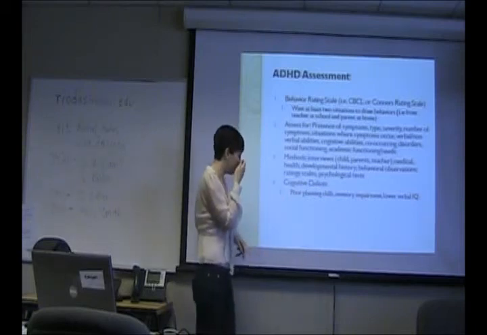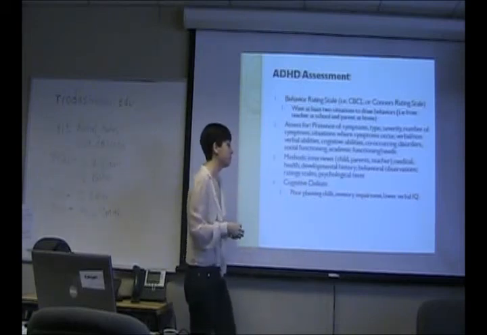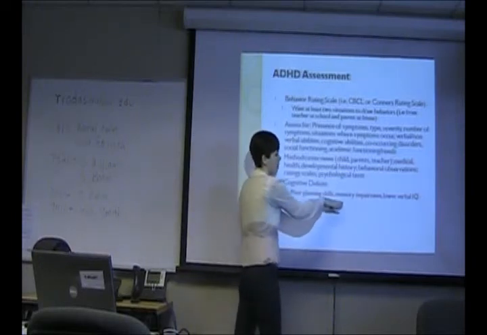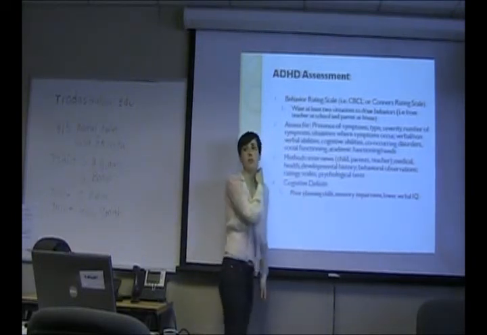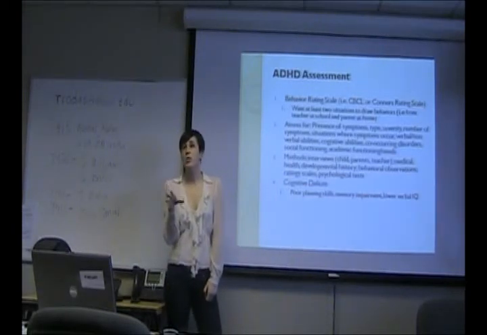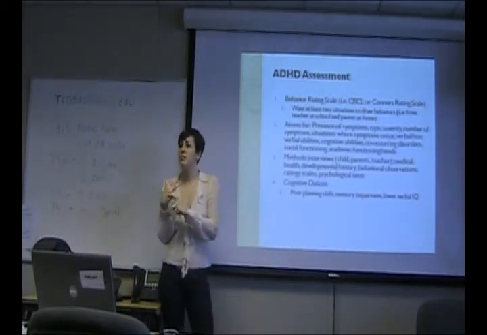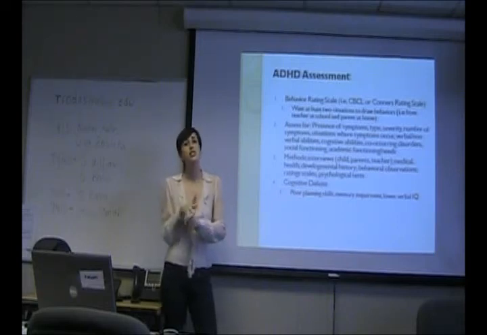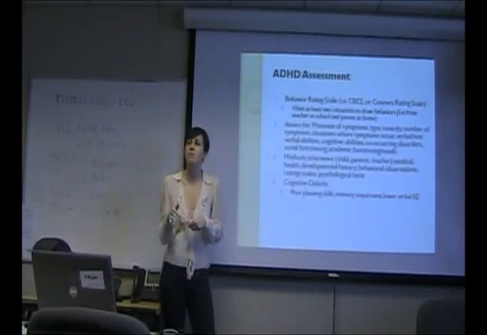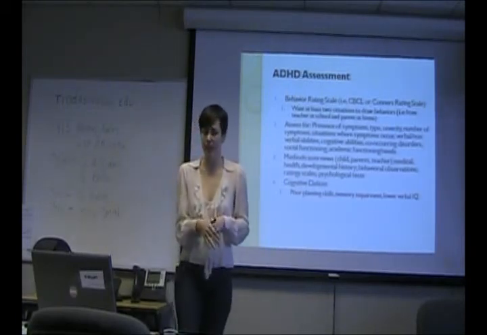So what about cognitive deficits that we're going to look for? Okay, specifically we're going to look for poor planning skills, memory impairment, and a lower verbal IQ. On the WISC, you're going to look at letter number sequencing, digit span, okay? The working memory and processing speed indexes too, and look for any kind of patterns that can manifest, okay?